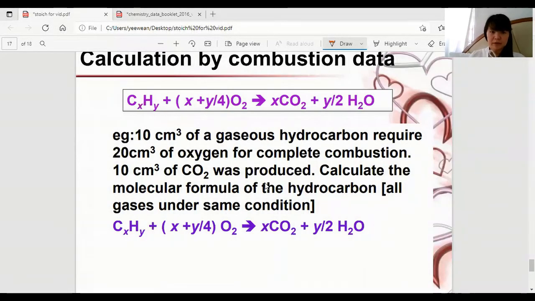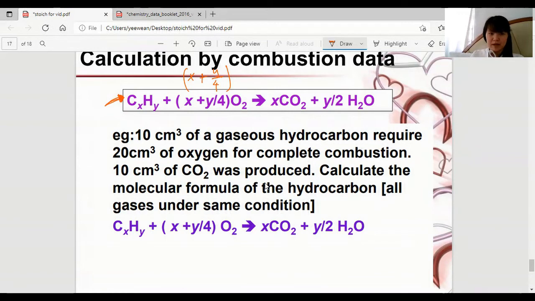Let's try using this combustion data. This is true for all the hydrocarbons. So CXHY plus, I should write this, X plus Y over 4. So not the whole X plus Y over 4, okay? So it's just the Y alone over 4. Oxygen, and X of carbon dioxide, and Y over 2 of water here. It's best that you remember this because it's not given in the data booklet.